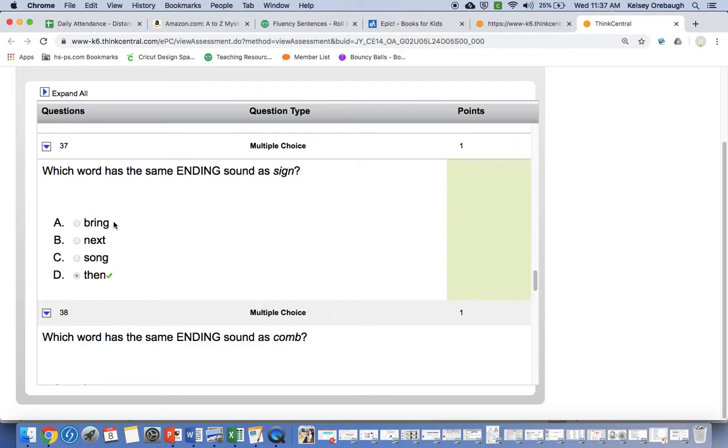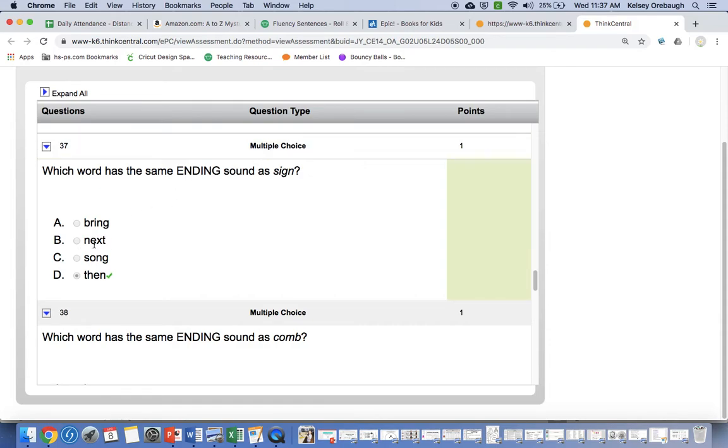First choice is bring. Now this is a little confusing because GN and NG look very similar. They have a G and an N. However, in the word sign, the G is silent. In the word bring, we can hear the G. The final sound in bring is ng. Sign and ng. Not the same ending sound.